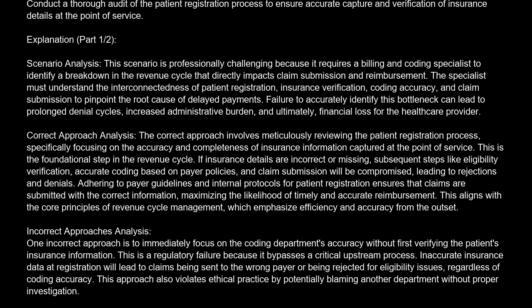Incorrect approaches analysis. One incorrect approach is to immediately focus on the coding department's accuracy without first verifying the patient's insurance information. This is a regulatory failure because it bypasses a critical upstream process. Inaccurate insurance data at registration will lead to claims being sent to the wrong payer or being rejected for eligibility issues, regardless of coding accuracy. This approach also violates ethical practice by potentially blaming another department without proper investigation.